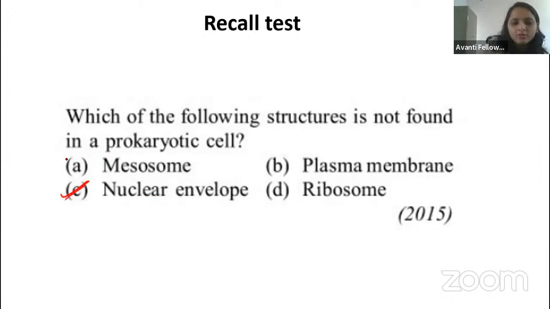We have studied about the mesosome in the last class. It acts like the mitochondria of the eukaryote, in the prokaryotes, right, guys? So it helps in respiration and cell wall synthesis. Then coming to the plasma membrane, obviously, plasma membrane is present in both eukaryotes and prokaryotes. And the only organelle which is present in both eukaryote and prokaryote is the ribosome. That we also studied in the last class, right?